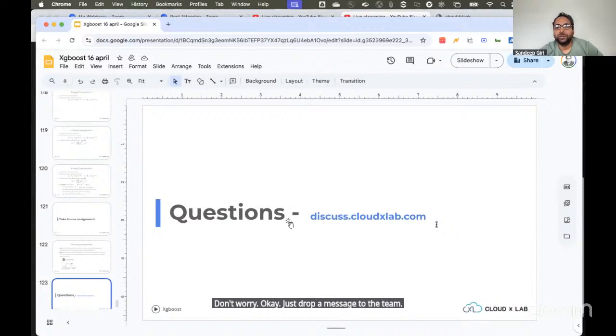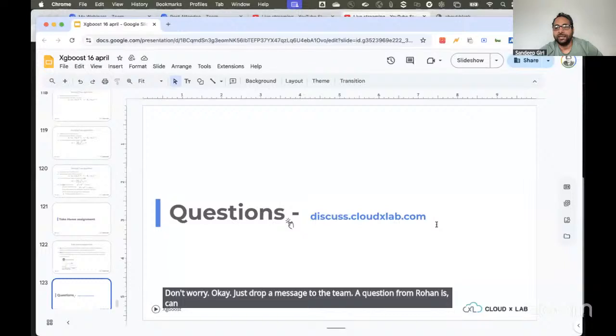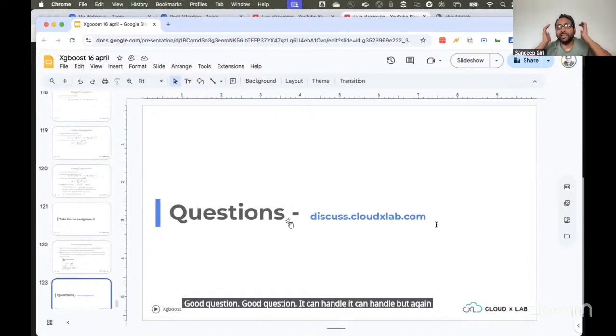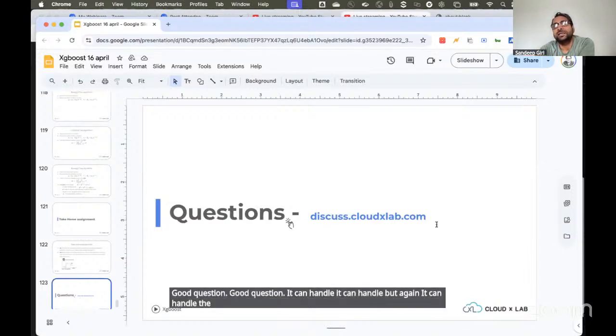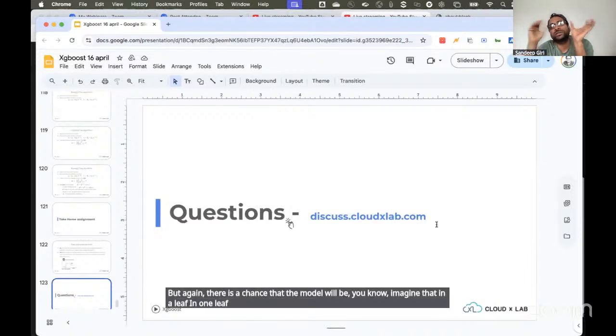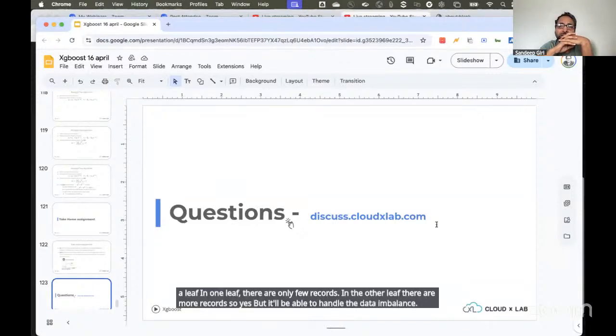A question from Rohan is, can XGBoost handle the data imbalance? Good question. It can handle it, but again, there is a chance that, imagine that in one leaf there are only a few records, in the other leaf there are more records. So yes, but it'll be able to handle the data imbalance better than other models.